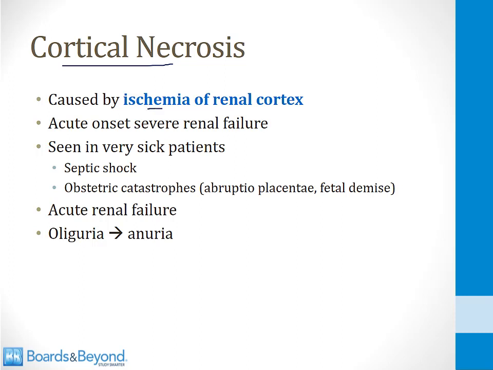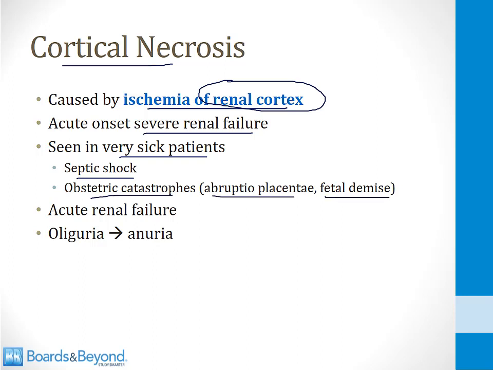This is caused by ischemia of the renal cortex, and it presents as the acute onset of severe renal failure. Remember, in the renal cortex is where you find the glomeruli, so if they are damaged, you will not filter any blood and you will not make any urine, and that will lead to severe renal failure. This is only seen among very sick patients. It can be seen in patients with septic shock. It's also classically associated with obstetric catastrophes, especially placental abruption or fetal demise.